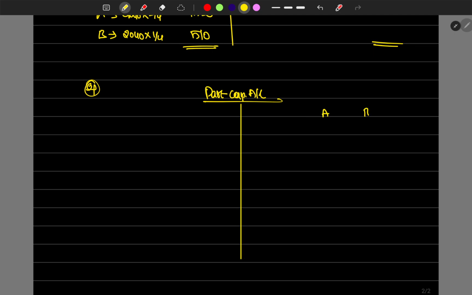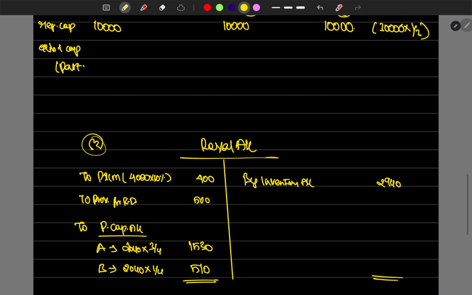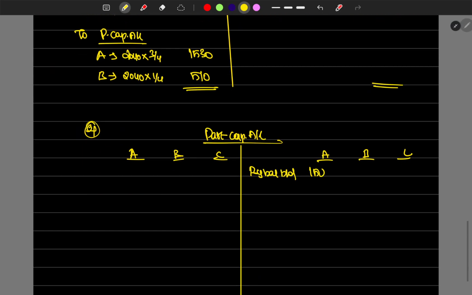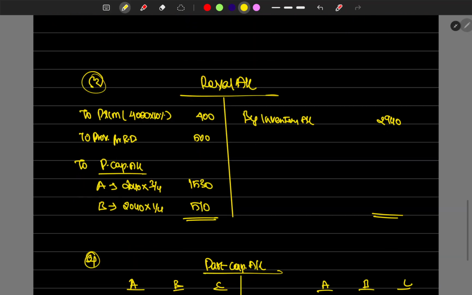A, B, C. Okay, by balance brought on. Always, what should come here? The capital of partners, 15,000, 10,000. Right. Okay. Any reserves? No reserves, right? No reserves.